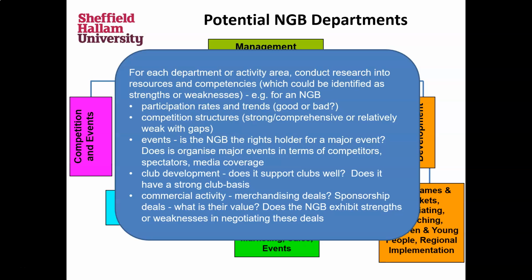Club development. Does the national governing body support clubs well? Does it have good packages in place? Does it have a strong club base? Some sports do. Rugby has a very strong club network, and the sport that I play, basketball, has a fairly weak club network. Lots of people play basketball, but it doesn't have a strong club network. It has teams, but it doesn't have clubs. That's something we can discuss as the module goes on. What about commercial activity, merchandising deals, sponsorship deals? What is their value? Does the NGB exhibit strengths or weaknesses in negotiating these deals?